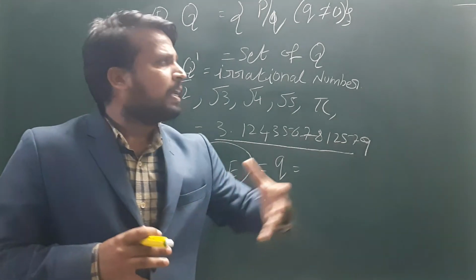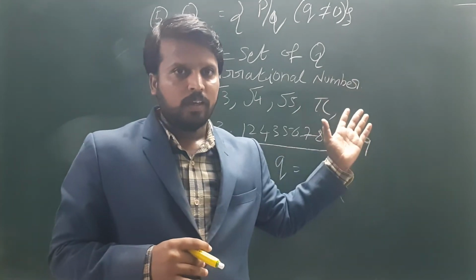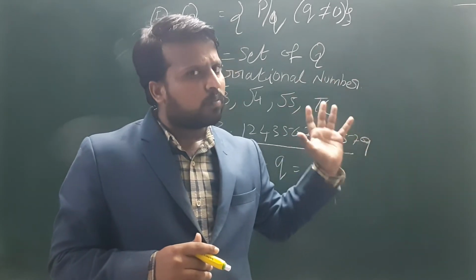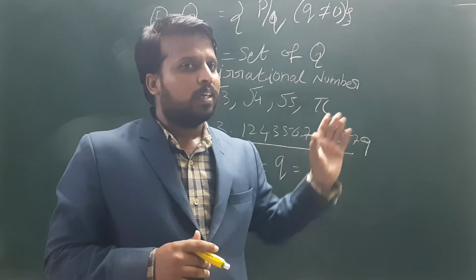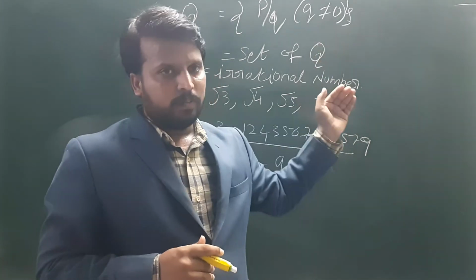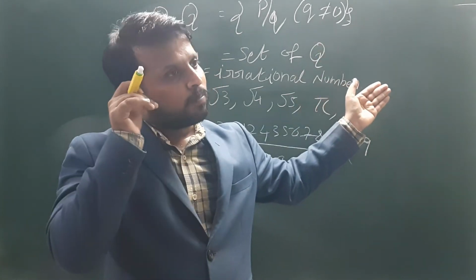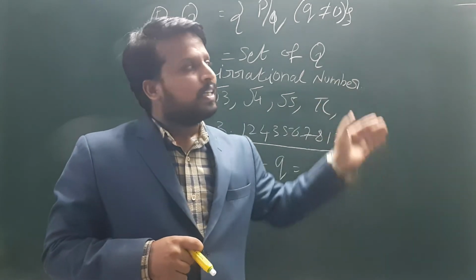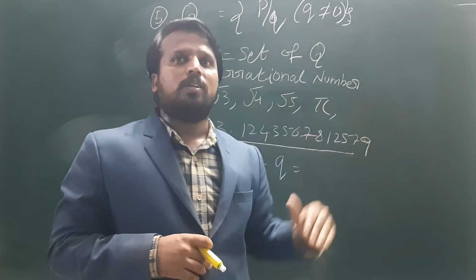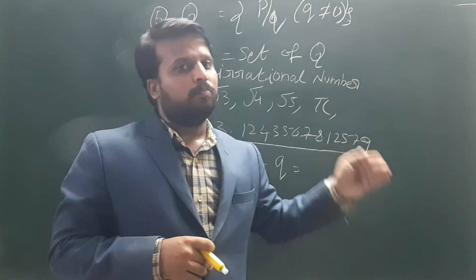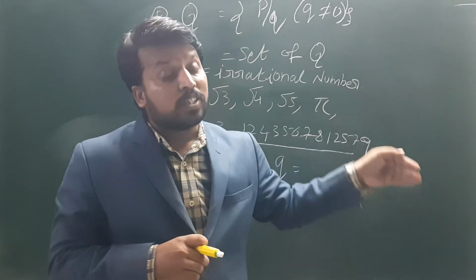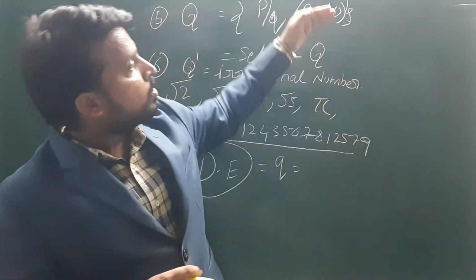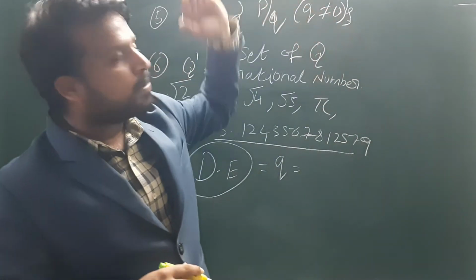By looking at this picture, can everyone see this picture very clearly? Observe the picture very carefully. Inside rational numbers, which numbers are there? Integer numbers. Inside integer numbers, which numbers are there? Whole numbers. Inside whole numbers, which numbers are there? Natural numbers, right? So which one is the biggest here?